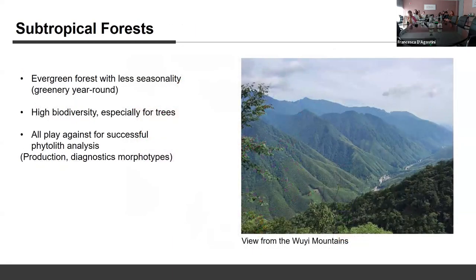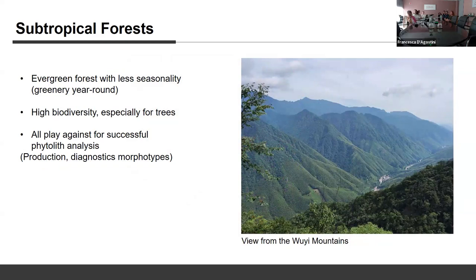But when you really think about the subtropical forest in China, first it's evergreen, so we have green leaves all year round, with less seasonality. Everything you see is green. There's no winter at all. Here, we should have winter, but not that much, like minus 20 now. Also, they have very high biodiversity, especially trees. But all of these conditions play against phytoliths.